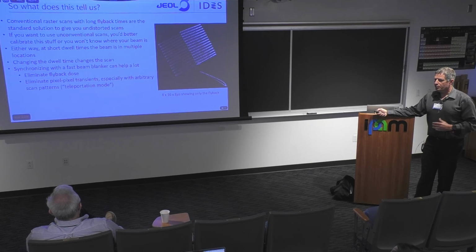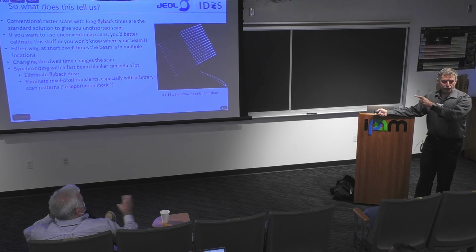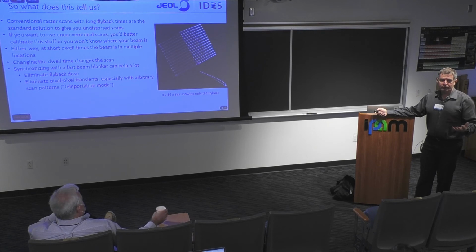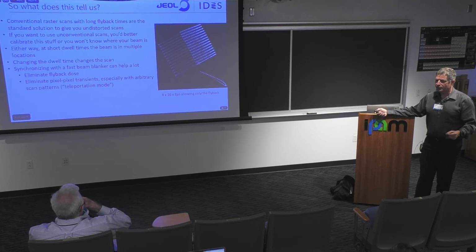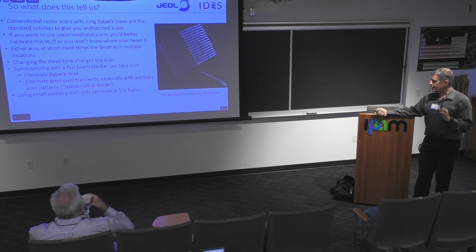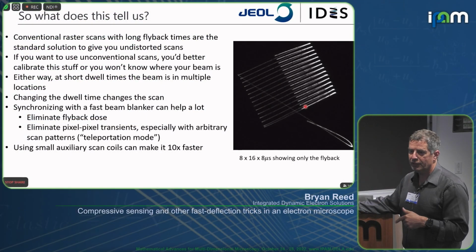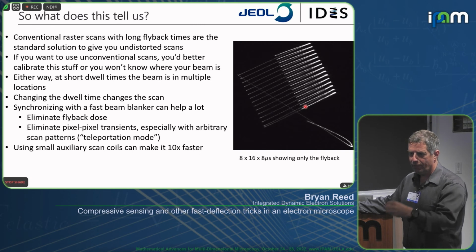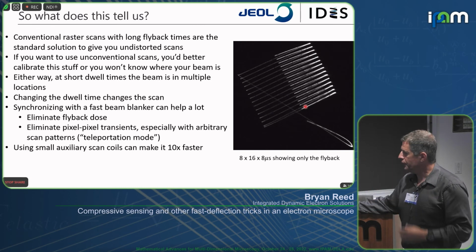So yeah, it's roughly a linear system. So the overshoot is proportional to the jump, right? I mean, it's really being set primarily by RLC time constants. Using small auxiliary scan coils can actually make it like 10 times faster. So you can have a major coil and a minor coil. I'm not showing results from that, but the folks in Akishima have done some pretty cool stuff with that. That's actually already published.